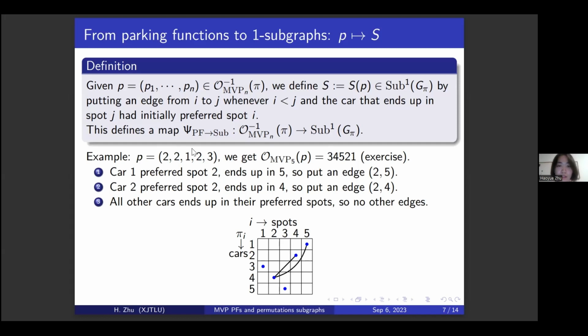And when we use the MVP parking functions, we can find car 1 wants to stay in spot 2, but finally it stays in spot 5. So we need to connect one edge between spot 2 and spot 5. So here is one edge from spot 2 to spot 5. And for car 2, initially it wants to stay in spot 2, but finally it stays in spot 4. So we also need to connect one edge between spot 2 and spot 4. And so in the graph, we have one edge from spot 2 to spot 4 like this. And for other cars, they just stay in their preferred spot, so we don't need to connect any other edges. So combining them together, we get the final one subgraph, which is this.